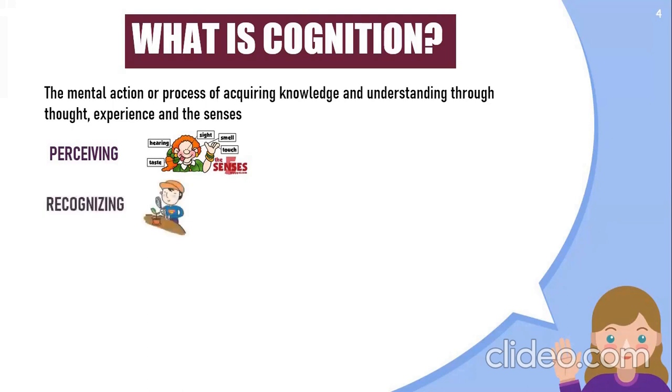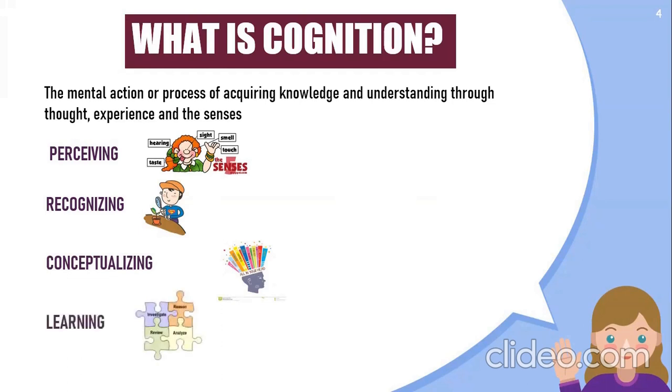Then the second process is recognizing, or the process of observation. This observation is done when the learners get the stimulus from the environment that they observe. Then comes the process of conceptualizing, whereby the learners are able to associate the pictures and the objects that they have acquired in order to relate them to other concepts.